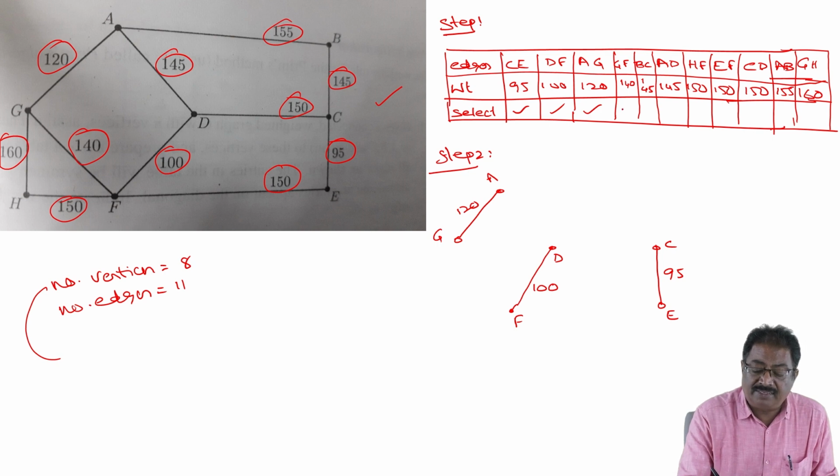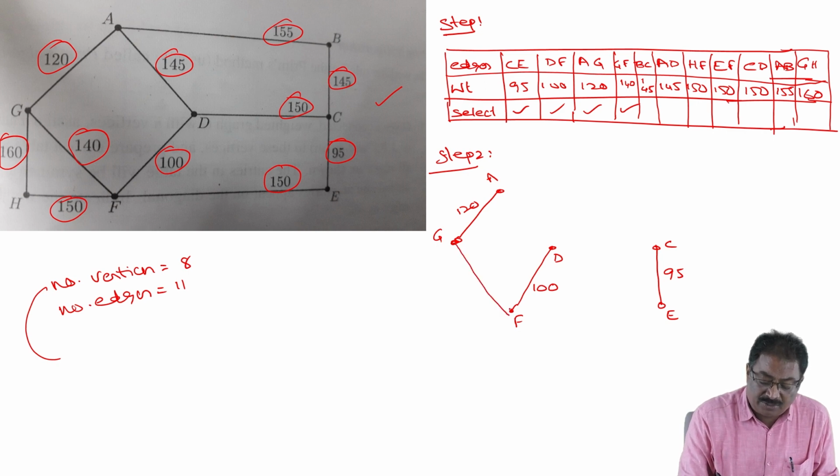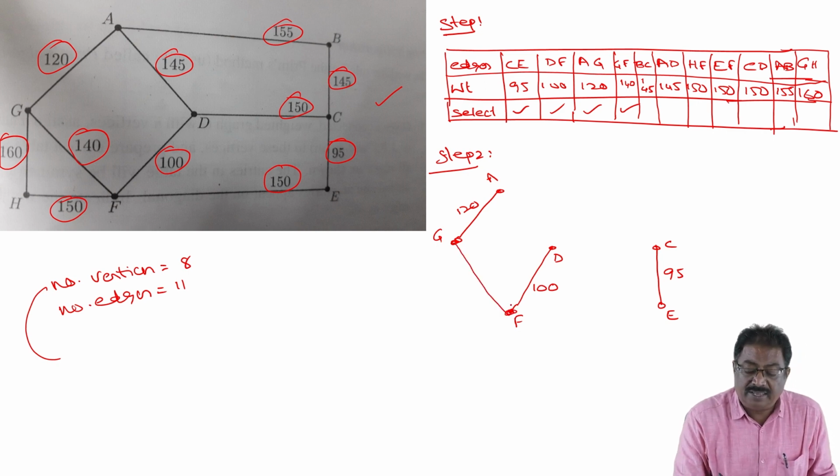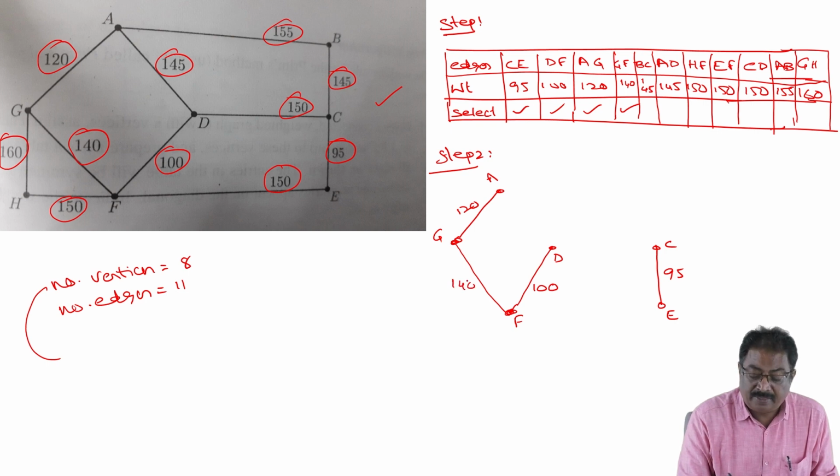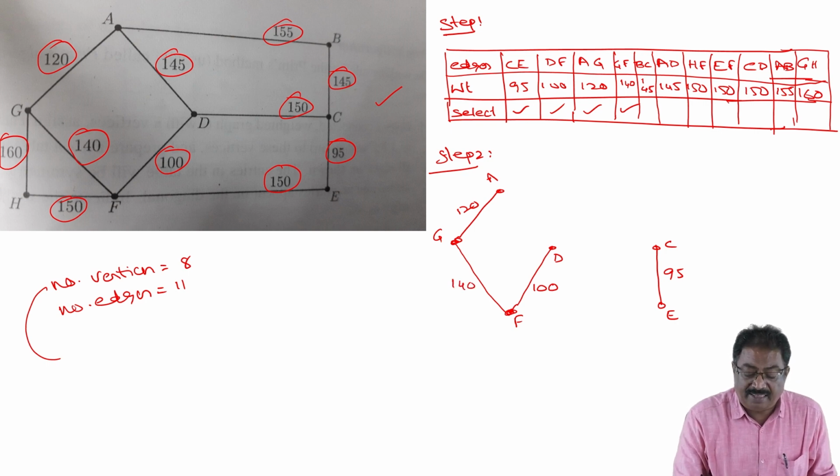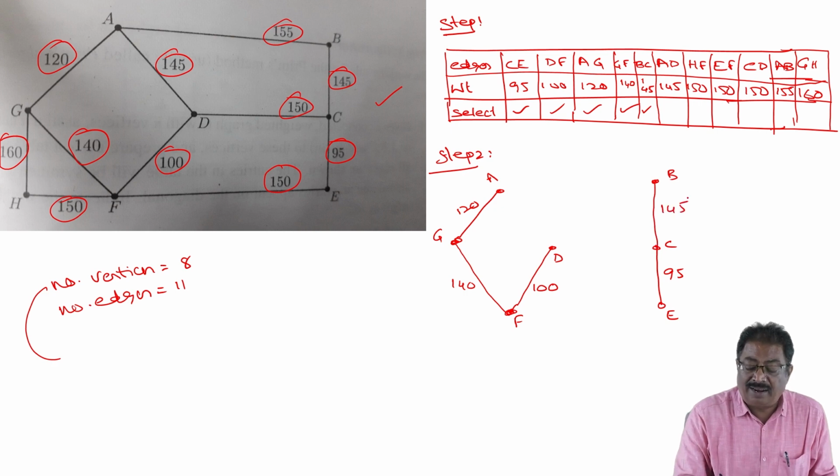Then another one is GF. So GF also I am going to consider, which is no problem for me. So we are going to take GF, which is 140. Then another one is BC. BC I have to consider because there is no problem for constructing the BC edge, which is 145.